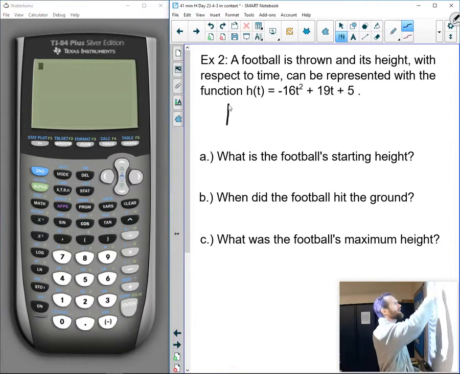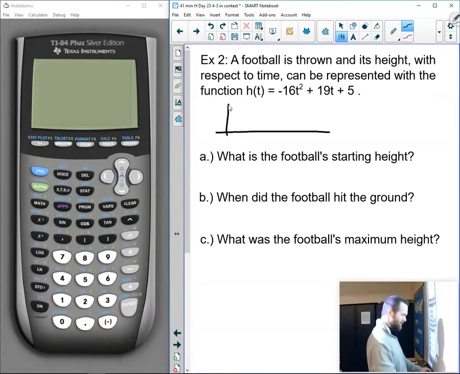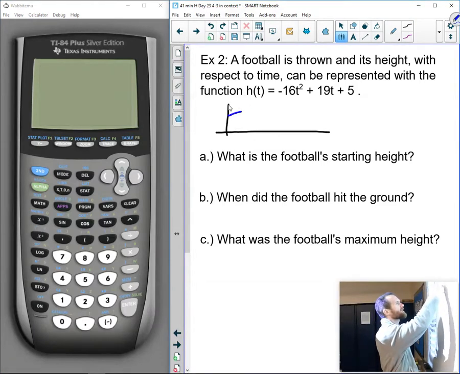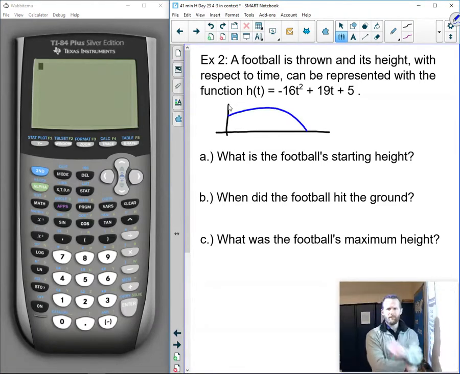So you don't have to do this, but I always like to at least draw my picture, or at least imagine it. So the projectile motion is going to look something like that. Now we got to find this football starting height. We got to figure out when did the football hit the ground and answer what was the football's maximum height. So what is the football starting height?